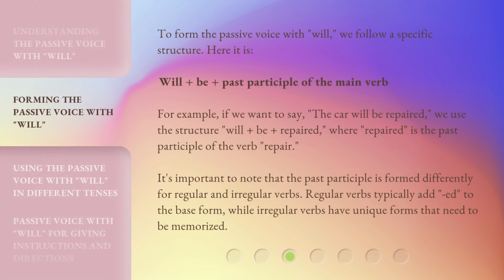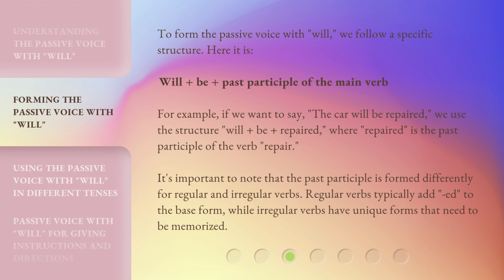To form the passive voice with will, we follow a specific structure. Here it is, will plus be plus past participle of the main verb. For example, if we want to say, the car will be repaired, we use the structure, will plus be plus repaired, where repaired is the past participle of the verb repair.